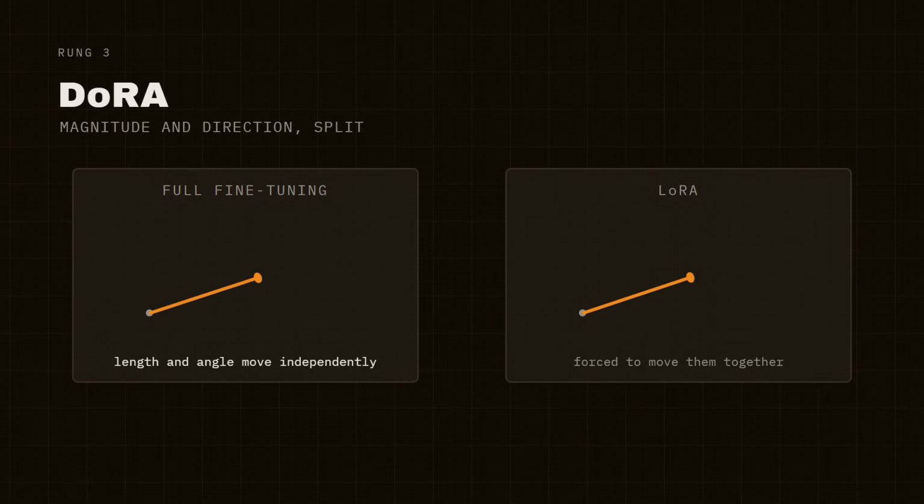So if QLoRA solved memory, why is there a third technique? Because LoRA still trails full fine-tuning on quality. DoRA asks why, and the answer is genuinely interesting. Any weight matrix carries two separable things: magnitude, how strong it is, and direction. Track how those two move during full fine-tuning, then track them during LoRA, and the learning patterns don't match. Full fine-tuning adjusts them independently. LoRA is forced to move them together.